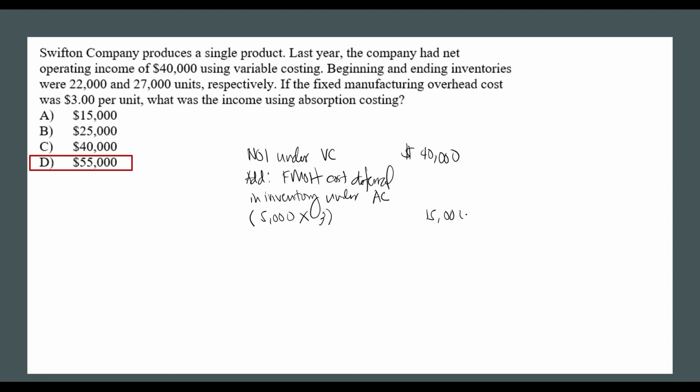So we now add the fixed manufacturing overhead that was deferred in inventory under absorption costing in the variable costing in order for us to compute for the net operating income under absorption costing. So it's what? $55,000. Okay? So the answer here is letter D.